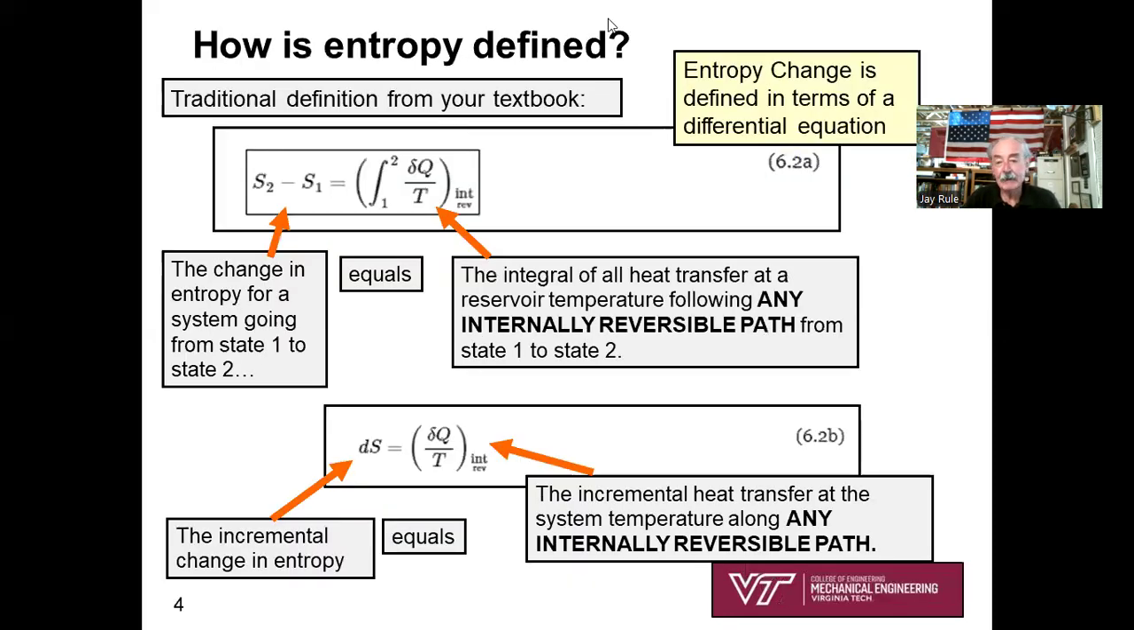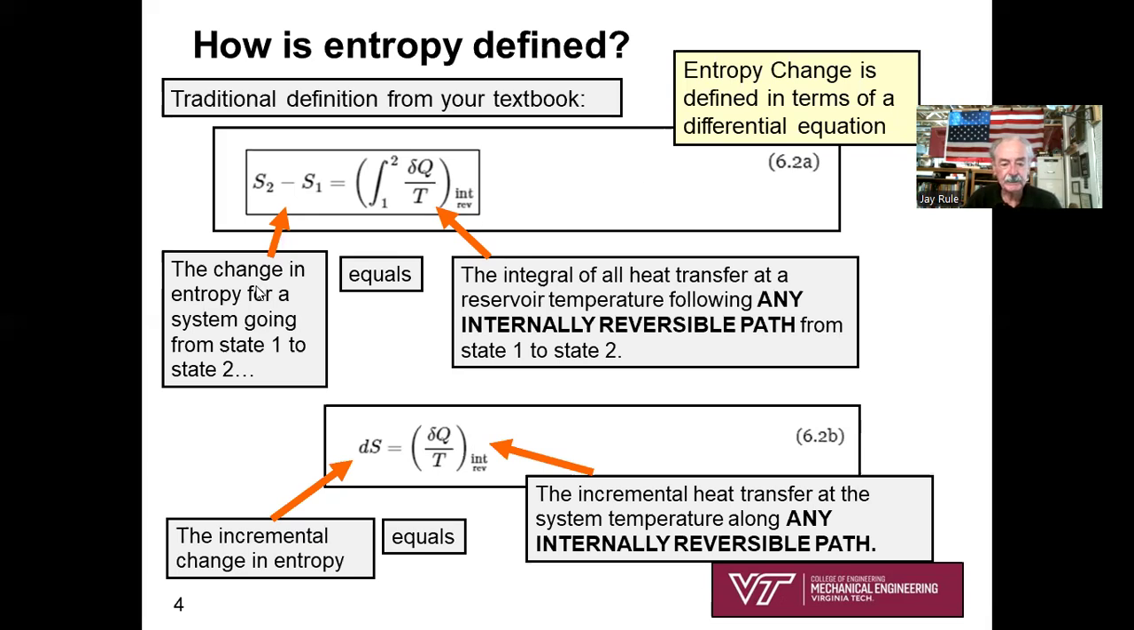Now, how is entropy defined in thermodynamics? I've taken a clip out of the traditional and correct definition from your textbook. So entropy change, capital S2 minus capital S1, a change in the measure of disorder. Entropy change is defined in terms of a differential equation. So this is 6.2 out of your book.